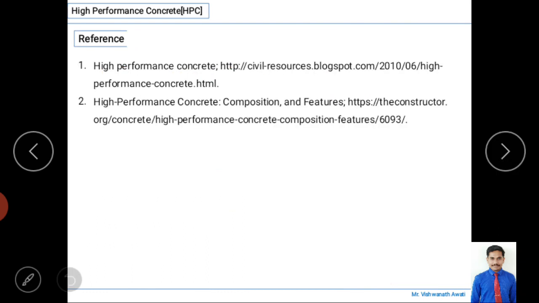So these are the references taken to prepare this slide, and for more information you can go to these two websites and get more resources related to high performance concrete.